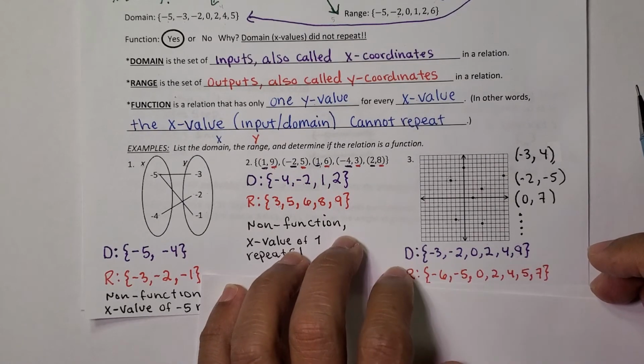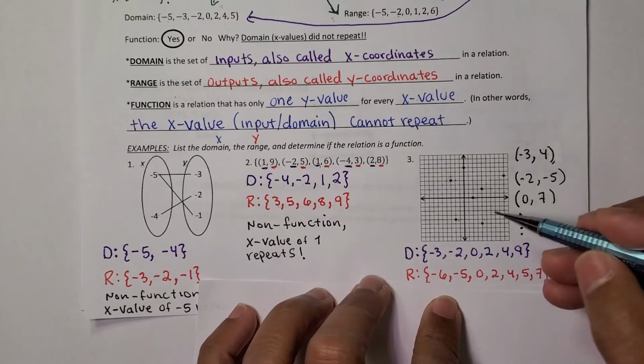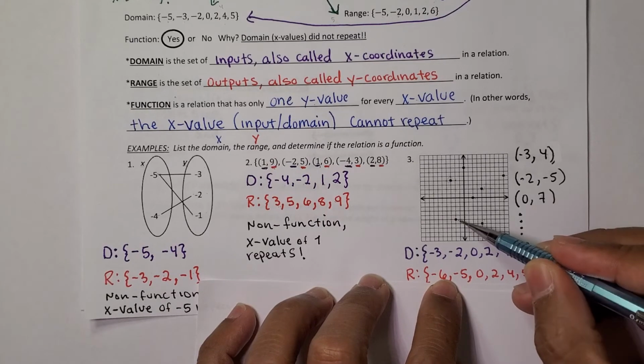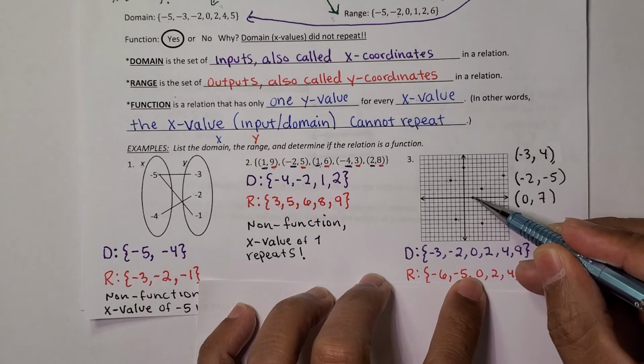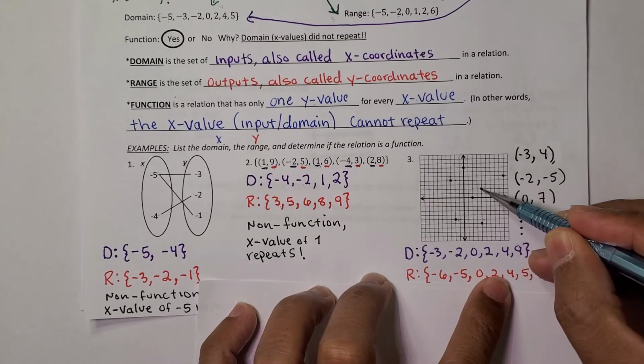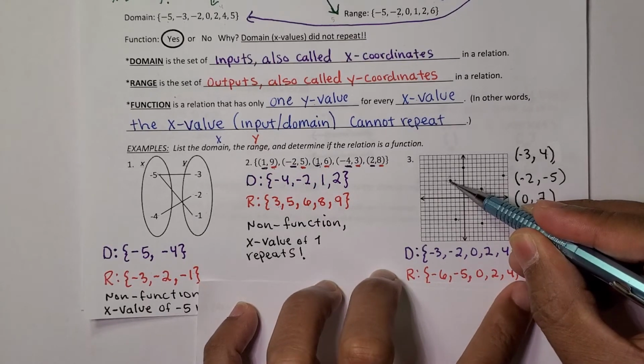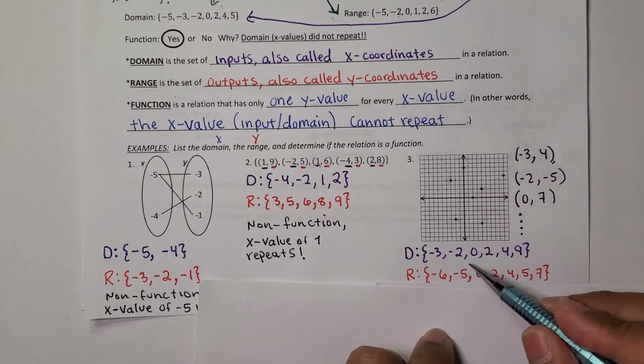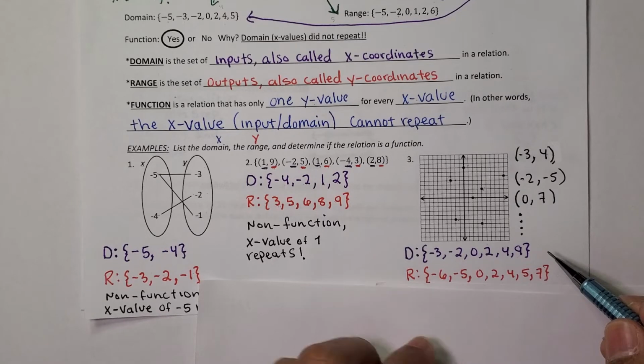The range, I'm going to go from bottom to top. The lowest point is this one, so the value of y at this point is -6, and then it's this one, the value of y is -5, and then this one is 0, and then 2, and the next one is 4, and then this one is 5, and the last one is 7. So again, you notice that this is in order from least to greatest.